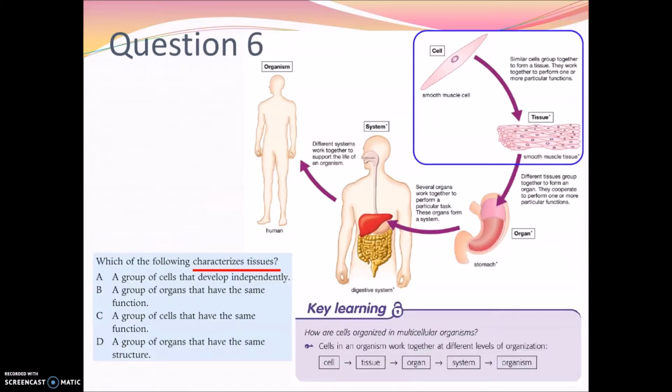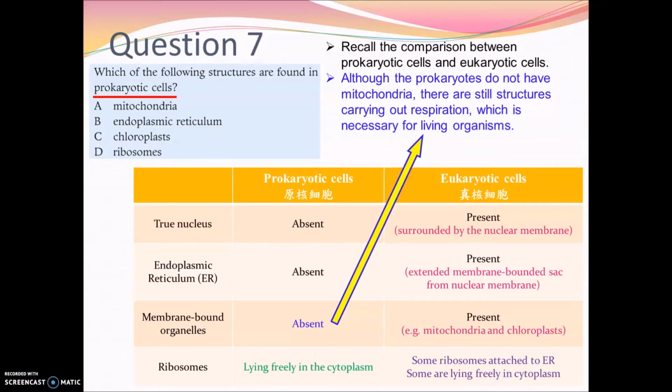And for question 6, I don't have much to talk about, because you can find the diagram in the book, especially focus on the top right hand corner. What is the relationship between cells and tissues? Similar cells group together to form a tissue. They work together to perform one or more particular functions. So by using this, you can tell me the definition of tissues. And number 7 is talking about the difference between prokaryotic cells and eukaryotic cells.